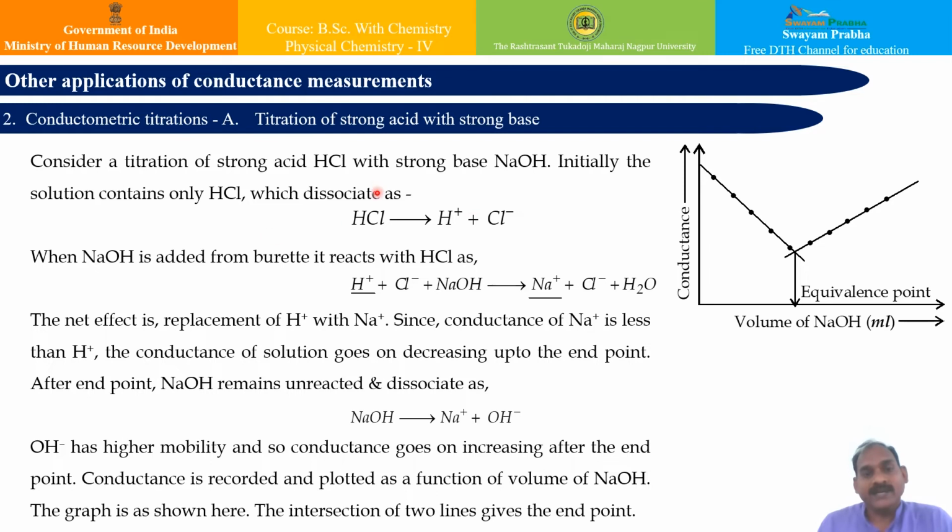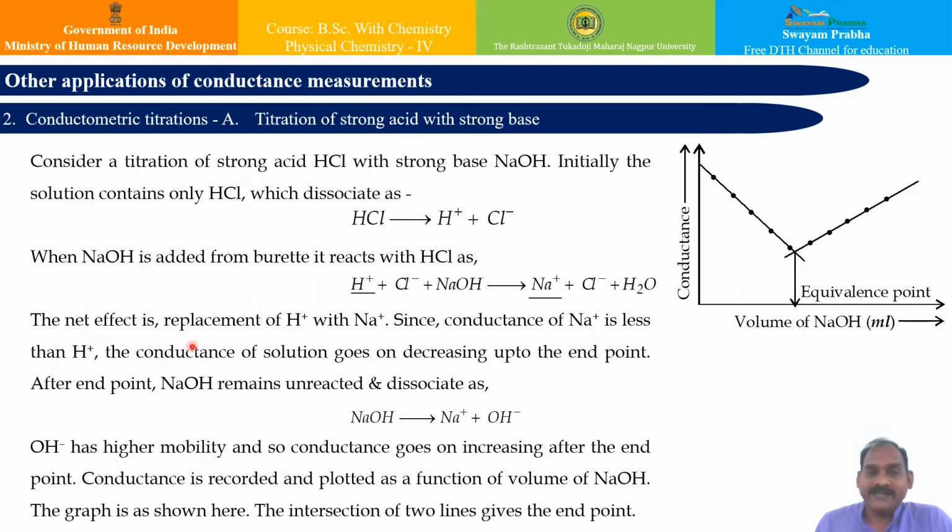Okay. So in the first slide, we will see the first titration, that is titration of a strong acid with a strong base. Let us consider a titration of the strong acid HCl with the strong base NaOH. Initially the solution contains only HCl, which dissociates as H+ plus Cl-. Whenever it goes in solution, it is going to remain in this form. When NaOH is added from the burette, it reacts with HCl. So this is a basic acid base titration, and the acid base reaction is this particular one.